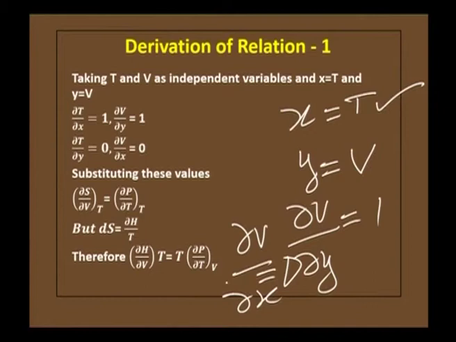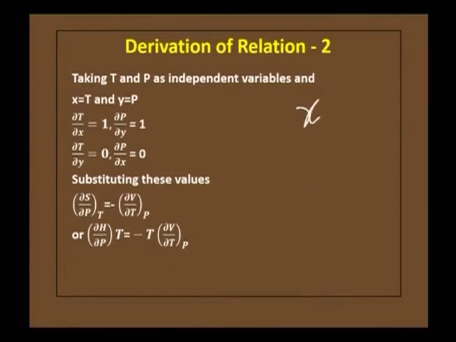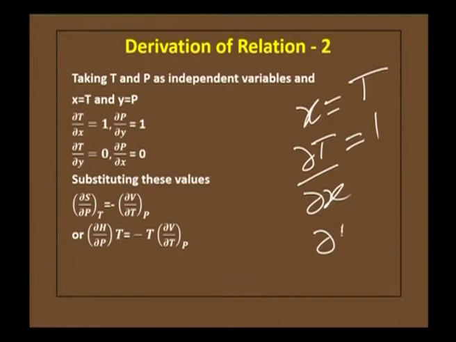Similarly, taking T and P as independent variables, that is x is equal to T, if we differentiate with respect to x, therefore, ∂T/∂x is equal to 1, and similarly ∂T/∂y is 0.